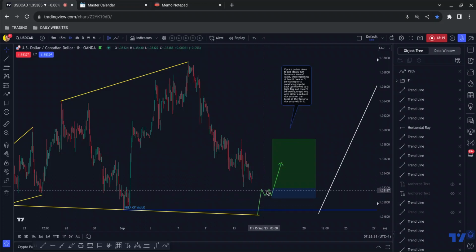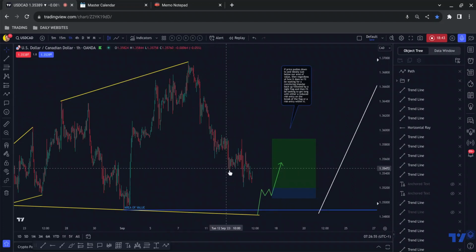Of course, that's dependent on the size of the flag and indeed the size of the impulse as to whether I will even take the trade in the first place. But that is dollar CAD. Obviously, if euro dollar starts to push lower, and the DXY, as it looks like it's going to do, pushes higher, then we would likely see strength on the dollar against the Canadian dollar as well. So that is my forecast.